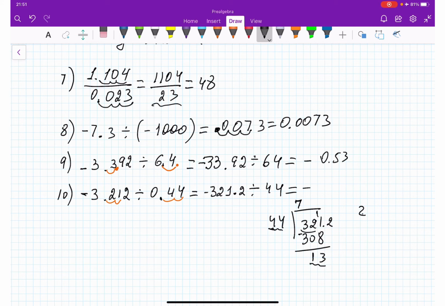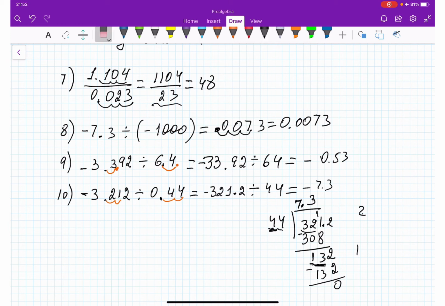Since we used all 3 digits, the whole number up to the decimal point, I'm putting here also a decimal point, because after that is coming decimal notation. 132 divided by 44. So if I take 13 and divide by 4, it's going to be 3 times. 3 times 4 is 12, 1 in mind. 3 times 4 is 12 and 1, 13. We get 0. So it's going to be negative 7.3.